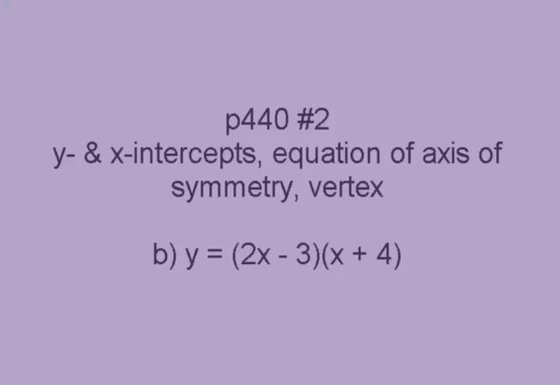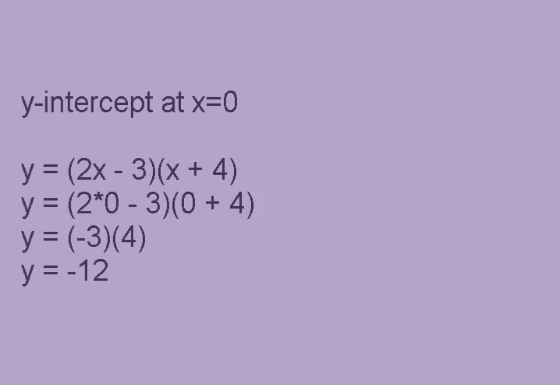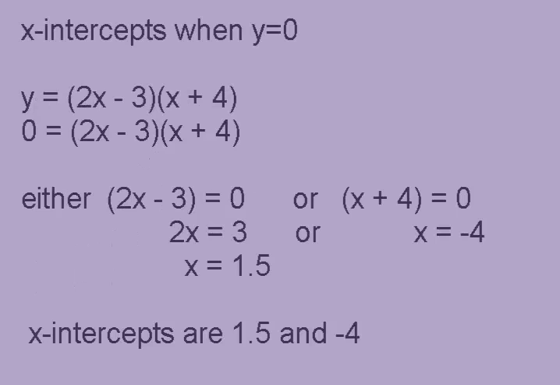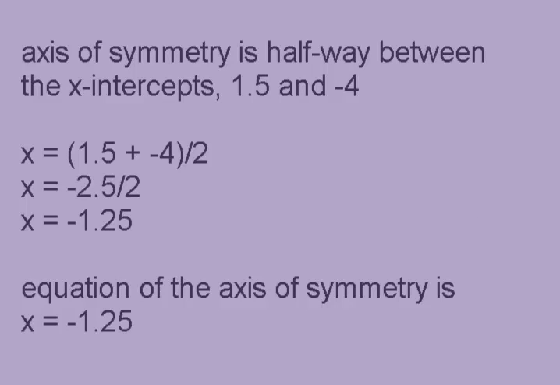Here is part B. Remember to pause this video to see the steps. The y-intercept is -12, while the x-intercepts are 1.5 and -4. The axis of symmetry is halfway between the two x-intercepts, so we average 1.5 and -4, and we get -1.25. This is the equation of the axis of symmetry, x equals -1.25.